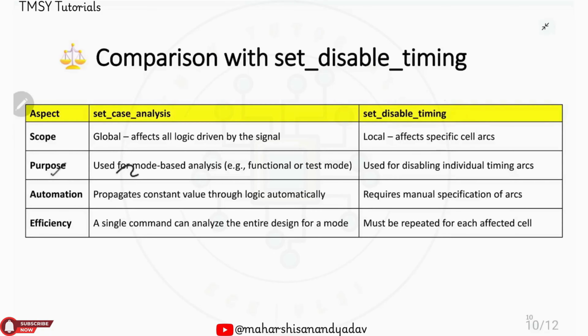Next, coming to the purpose, set case analysis is used for mode based analysis, that is function mode or scan mode, whereas set disable timing is used for disabling individual timing arcs. Within a particular cell, if you want to disable a particular timing arc, you can use that. Suppose I am going for a NAND gate, which has two inputs called A and B and output is Y. If you want to disable the arc from B to Y, you can use set disable timing. Next, coming to automation, set case analysis propagates constant values through logic automatically, whereas set disable timing requires manual specification of arcs. And coming to efficiency, a single command can analyze the entire design for the mode, whereas set disable timing must be repeated for each and every affected cell.